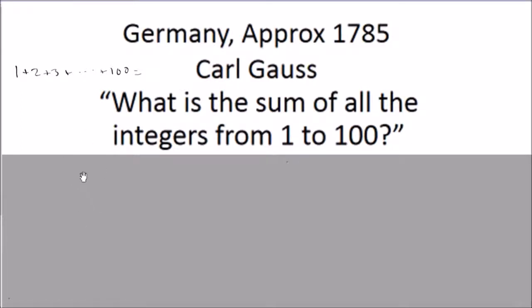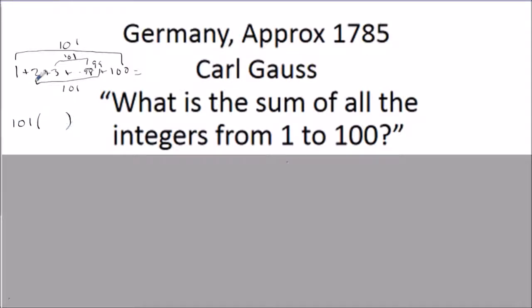Karl realized that he could start pairing up the numbers. So he could pair up 1 and 100, and that would add up to 101. And there's a 99 in here, of course. And he could pair up 2 and 99, and 2 and 99 also adds to 101. He could pair up 3 and 98, and that would also add up to 101. So what Karl realizes is there are all these pairs of numbers that add up to 101.